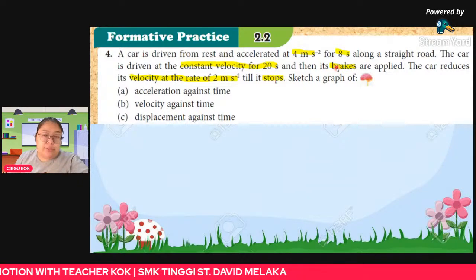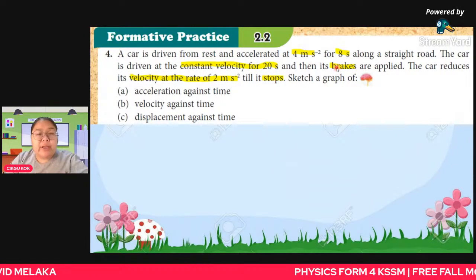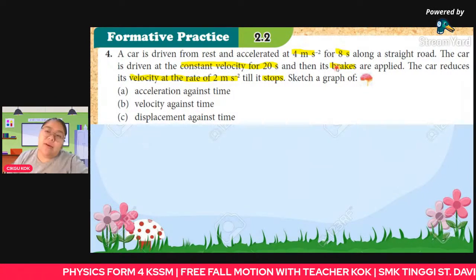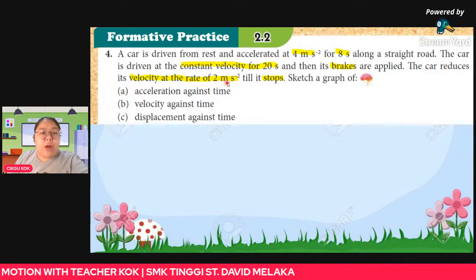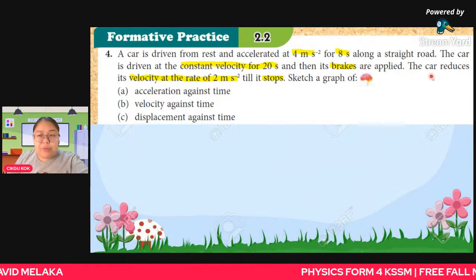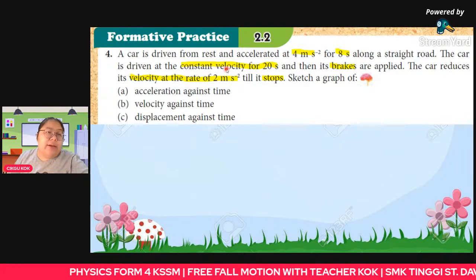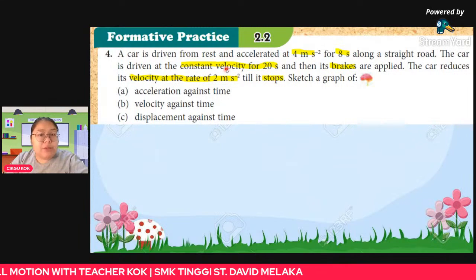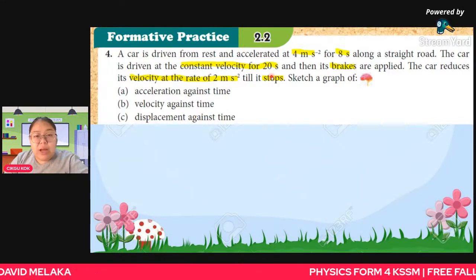After that, the brake is applied. When the brake is applied, you slow down, so we understand this is a deceleration, and you need to put negative. They say the car reduces its velocity at the rate of 2 m/s squared, negative 2. This is the acceleration. When they say apply the brake and reduce velocity, you need to put negative. Negative means you have applied the brake and slow down the whole journey. This is the last section. Finally you stop.